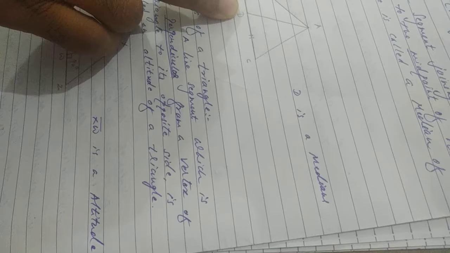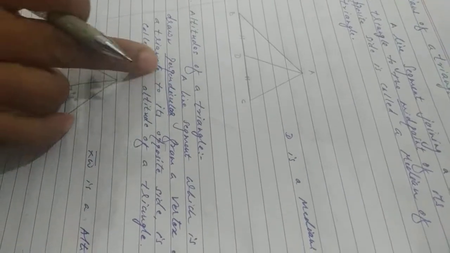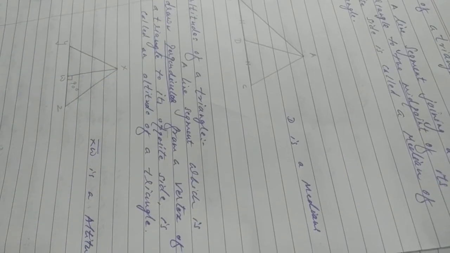So all of you understood about medians and altitudes? Median is the midpoint, right? While altitude means perpendicular, so 90-degree. Got it? So now let's see exercise 6.1.